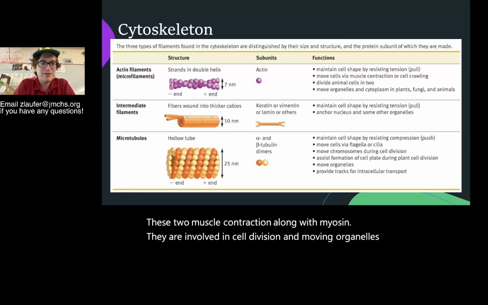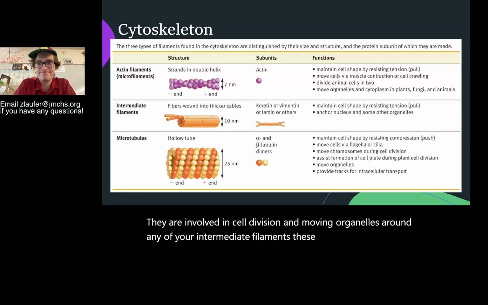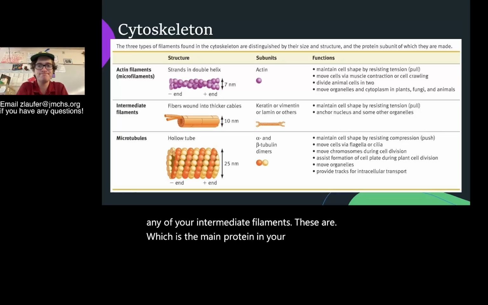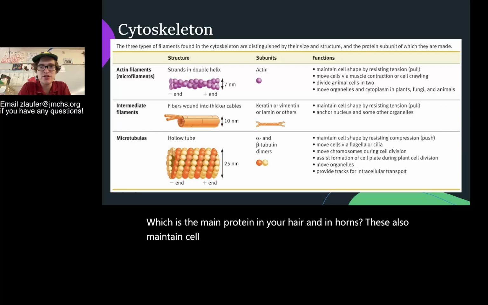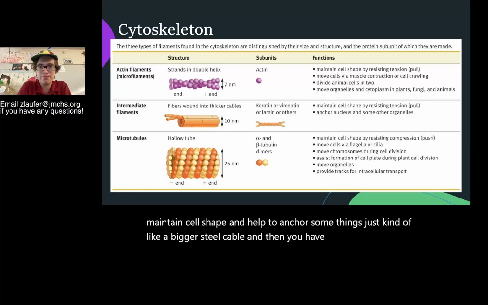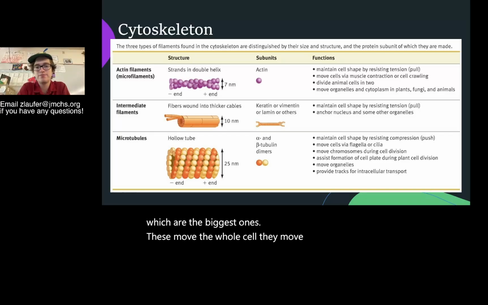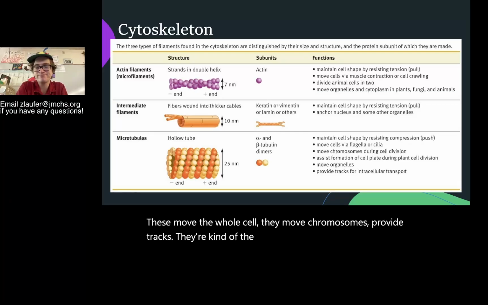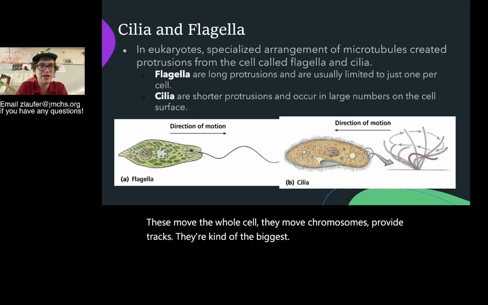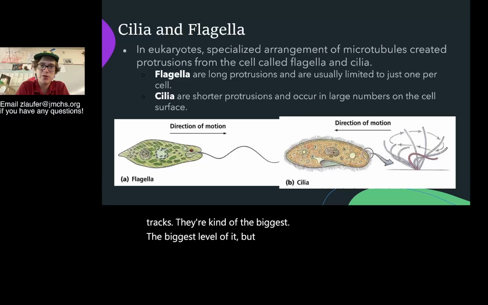Then you have your intermediate filaments. These are keratin, which is the main protein in your hair and in horns. These also maintain cell shape and help to anchor some things, just like a bigger steel cable. And then you have your microtubules, which are the biggest ones. These move the whole cell. They move chromosomes, provide tracks. They're the biggest level of it. But again, I wouldn't worry too much about them.